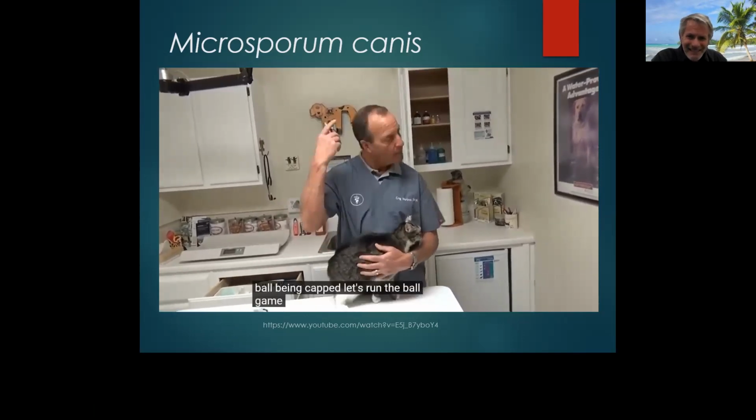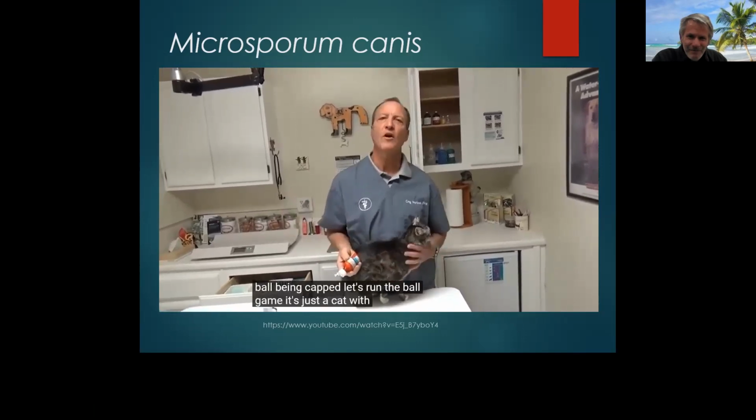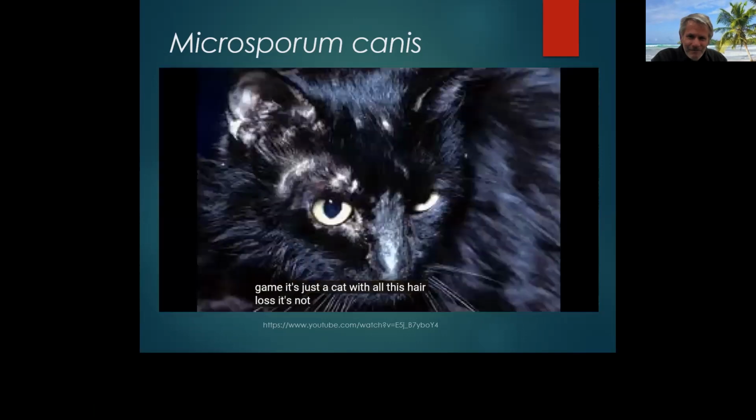Nothing's wrong with balding. I'm balding, but it's just a cat with all this hair loss. It's not good. Just to recap, circular hairless areas on a cat can be ringworm, can be fleas, could be food allergy, could be mange mites. All these could be checked out by your veterinarian.